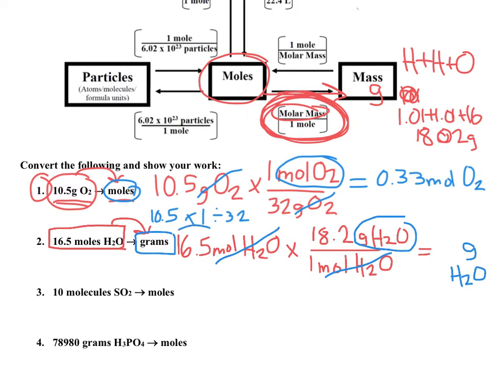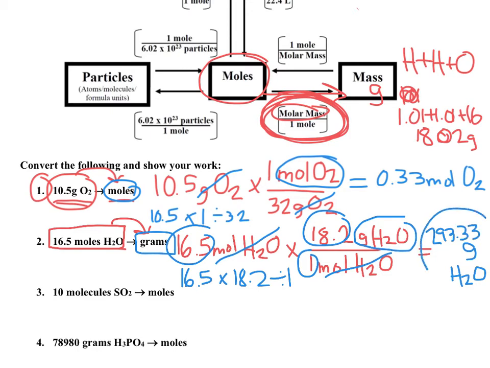Remember, you always start with the number you're given, multiply by the top, divide by the bottom. So that's going to be 16.5 times 18.2 divided by 1. When you put that through your calculator, the number you end up getting is about 293.33. So your answer ends up being 293.33 grams of water, all because you used your mole map to help you convert.